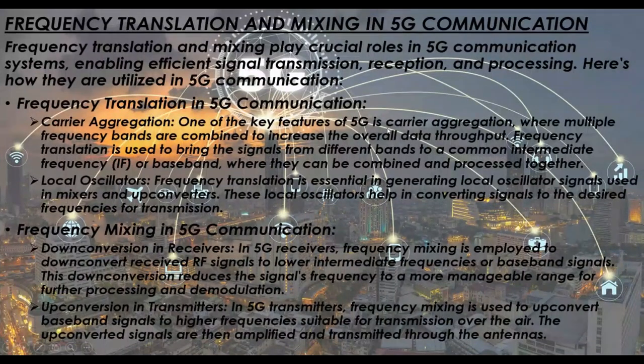Up-conversion in transmitters. Mixing is used to up-convert the baseband signal to higher frequencies suitable for transmission over the air. The up-converted signal is then amplified and transmitted through the antennas.